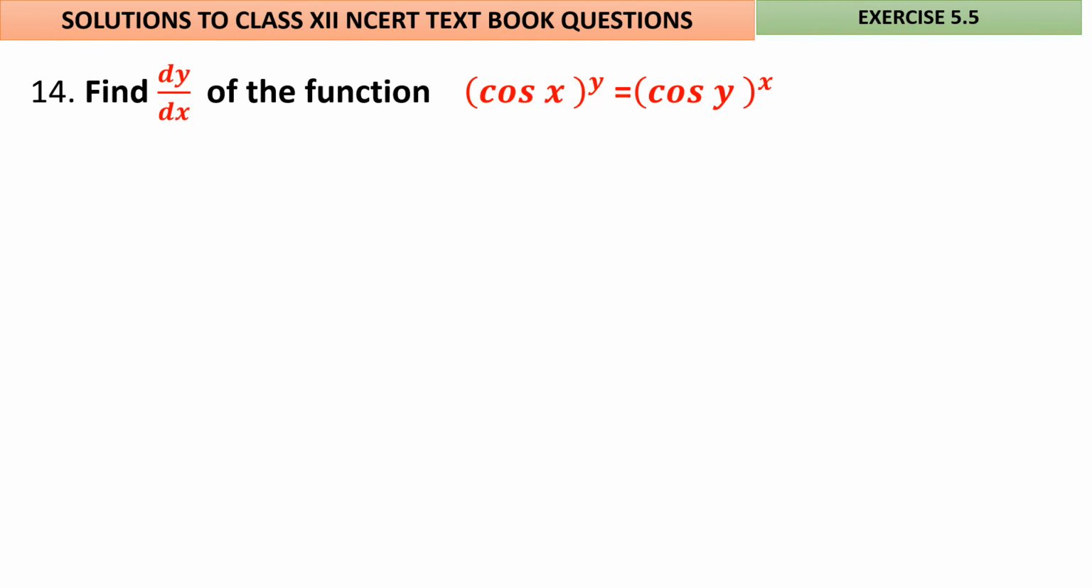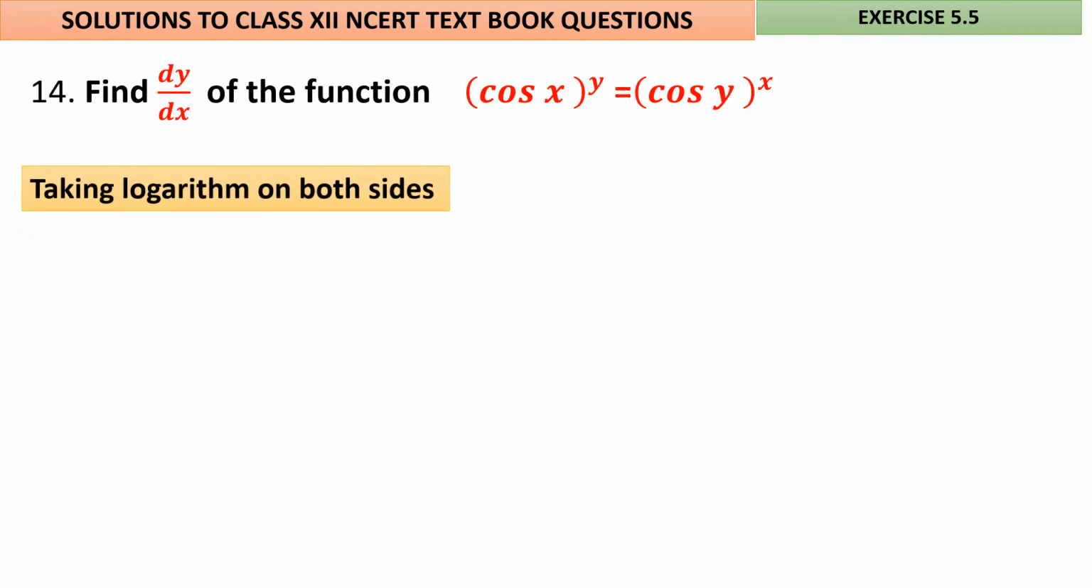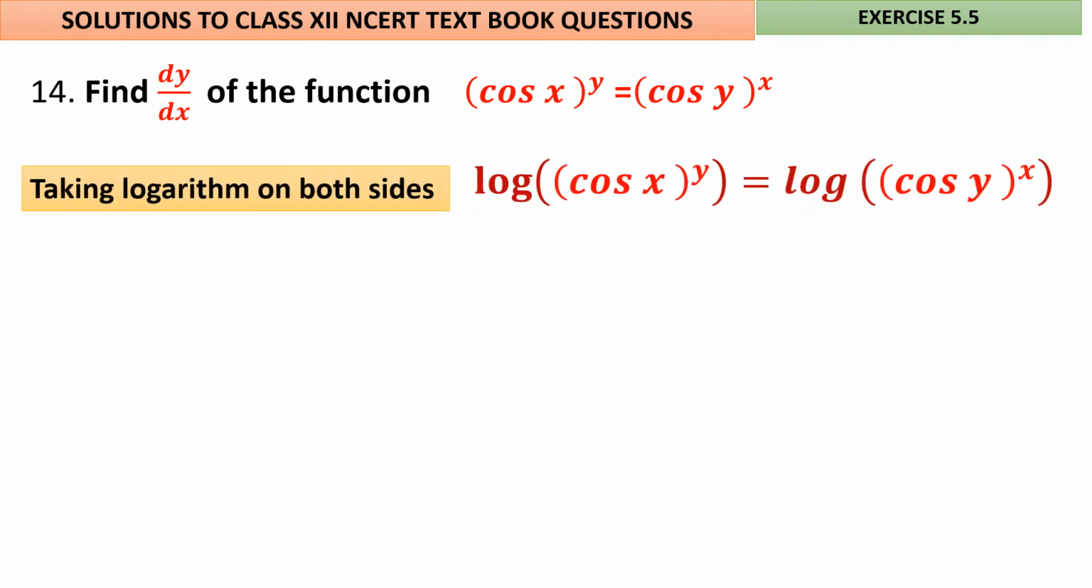Let us move on to question number 14. Find dy by dx for (cos x) whole power y is equal to (cos y) whole power x. We can take log both sides. Log of left hand side is equal to log of the right hand side. Left hand side, y is the power, it will come to the front: y log cos x. Right hand side, x is the power: x log cos y.